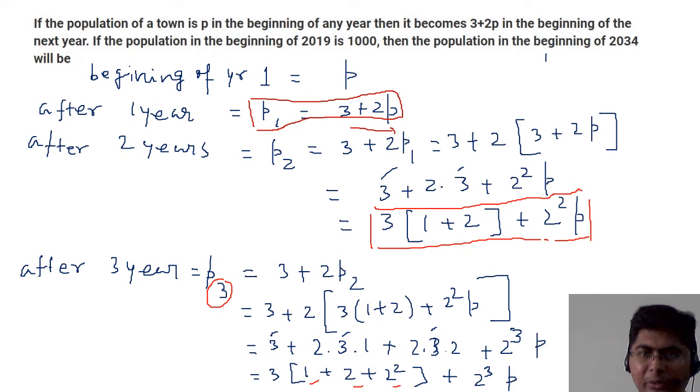Now here, look at what is the power of 2? 2 cube. Here is a 3, here is a 3. Now what is the highest value? Once again 2, which means 3 minus 1. Now can I make a very general formula to predict the population after n number of years? We can do that.